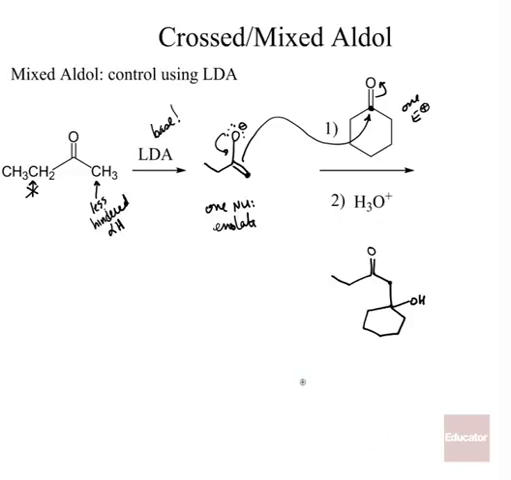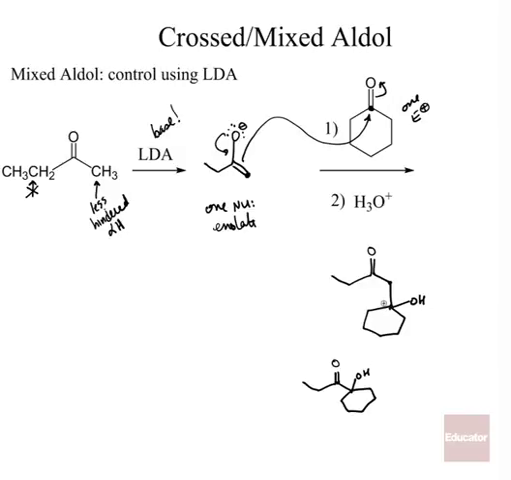Now, I want to point out some common mistakes. It's very common to draw this as the product. Now, what would be the problem with drawing this product? You've attached the carbonyl carbon to the carbonyl carbon. Something's missing here. You have an alpha hydroxycarbonyl. That's not the product you should be getting. It should be a beta hydroxycarbonyl.